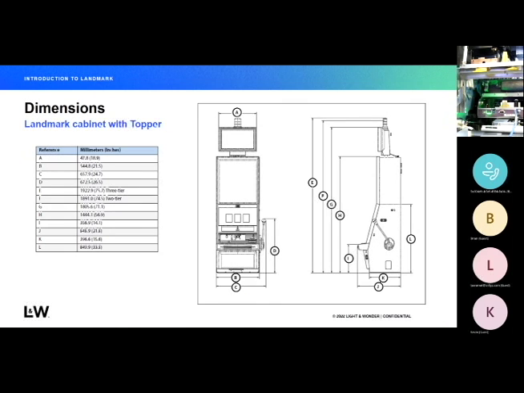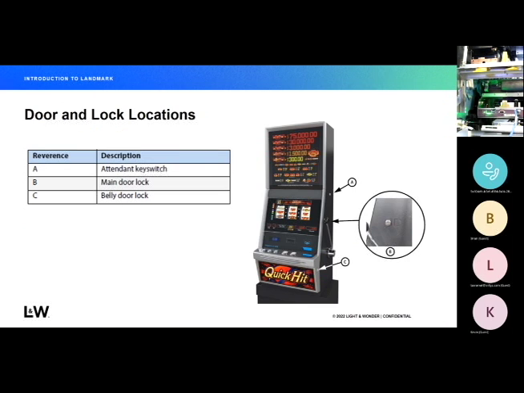When it comes to all the doors and locks, we have the attendant key, which is going to be on the right hand side of the cabinet, right above the mechanical arm. Then you're going to have your main door lock. It's obviously going to be on the main door, again on the right hand side of the cabinet. And then you're going to have a belly door lock down at the bottom. Like I said, we made this cabinet really retro, so the keys are all going to be on the outside.